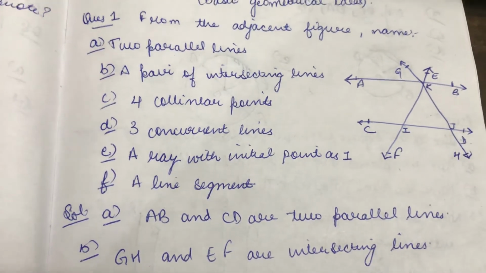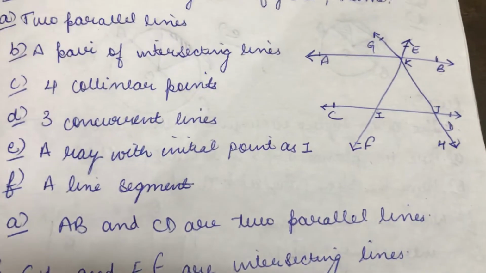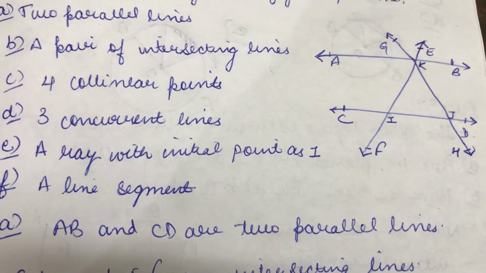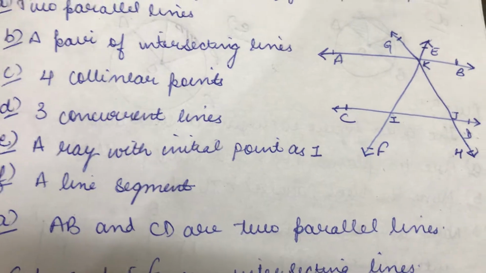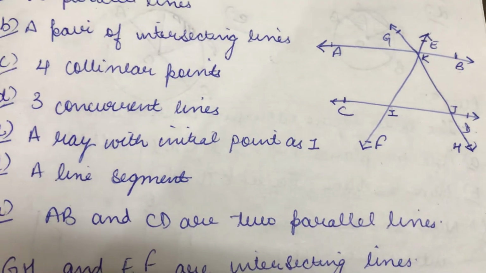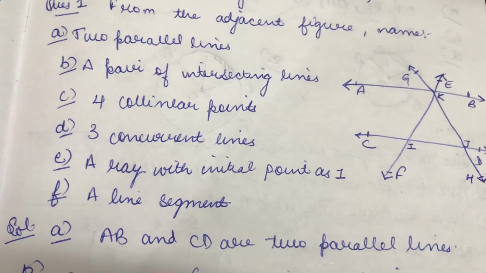The first question is, from the adjacent figure, name two parallel lines. Now this figure is given to you. Now we know parallel lines are those lines which don't intersect each other and they are at the same distance at all the points. So here the lines AB and CD are the two lines which are parallel to each other. Next, I want to have a pair of intersecting lines.